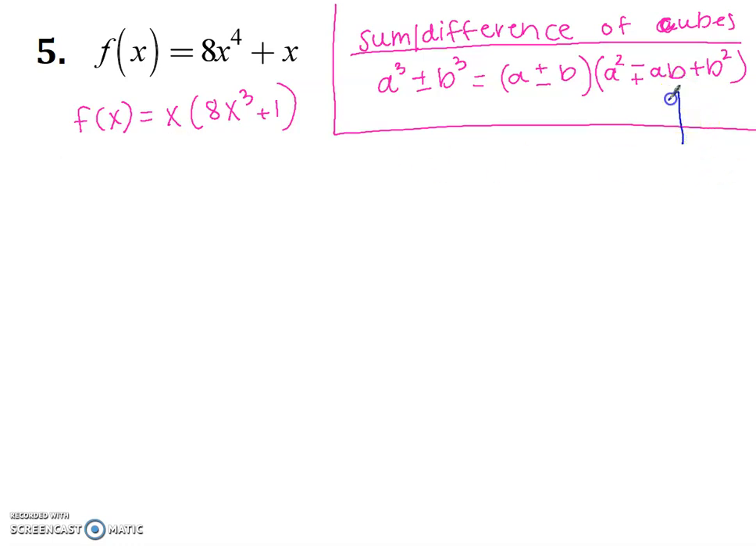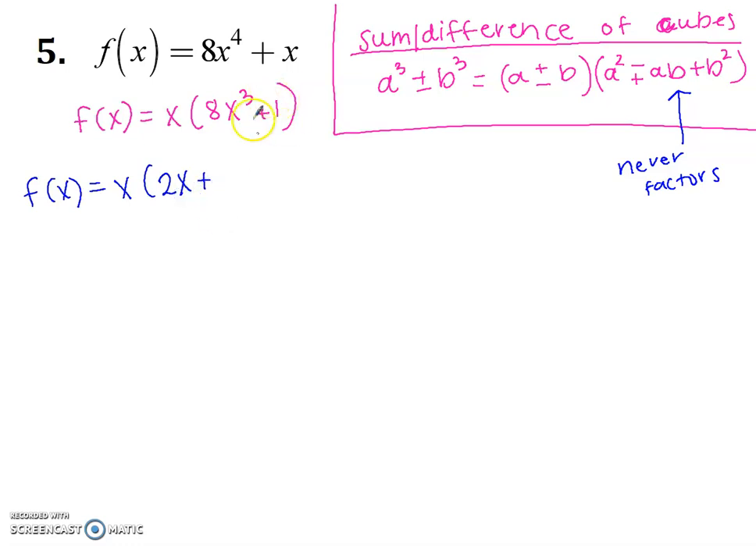Now this trinomial right here never factors. That'll always be prime. So what you get here should always be prime. If you end up with a trinomial that you're able to factor here, that means you factored your sum or difference of cubes wrong. So now I'm going to continue to factor this one. I'm going to leave the x. To get the binomial for the cubes, you cube root this. So that'll be 2x.